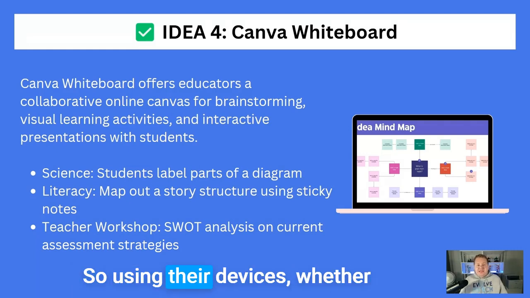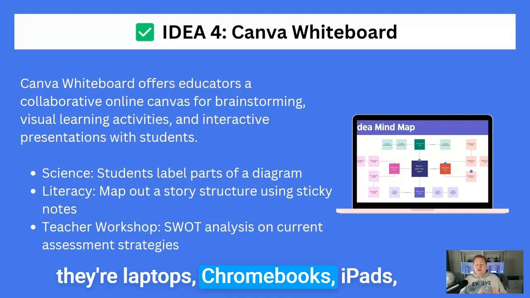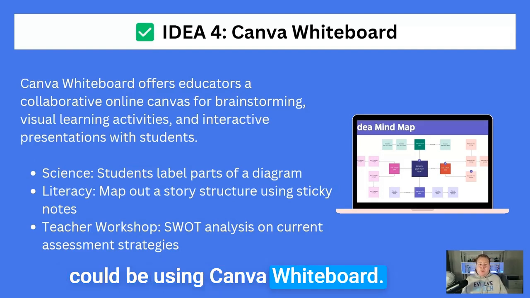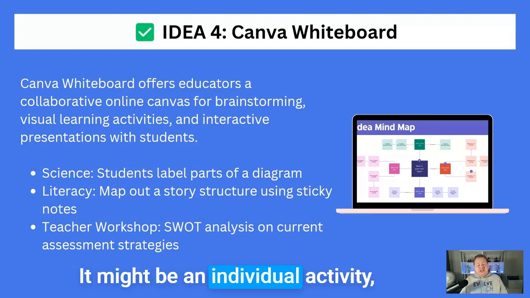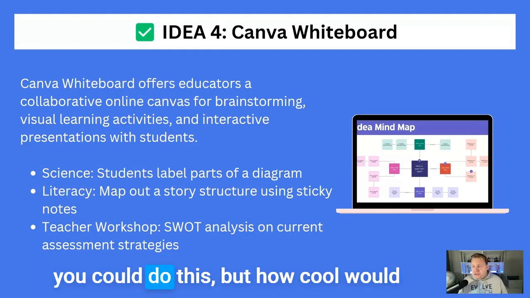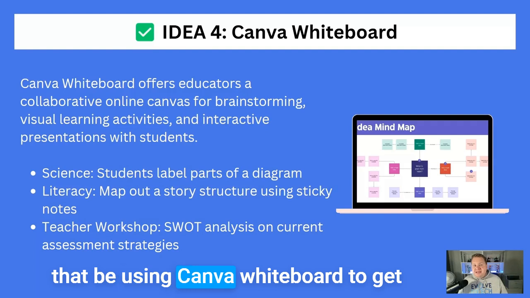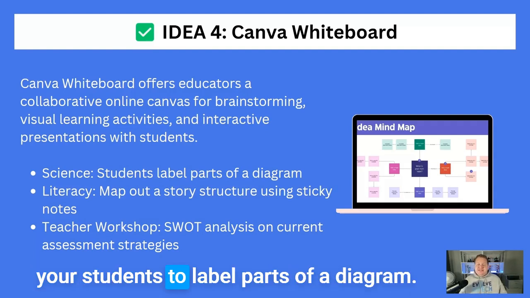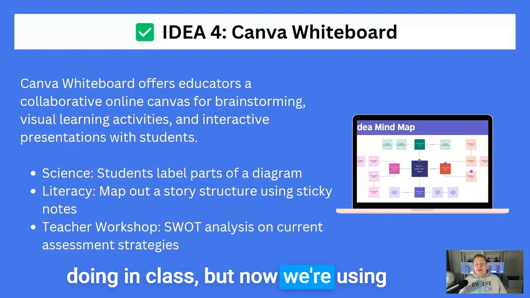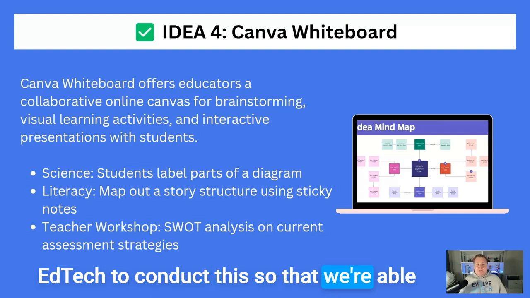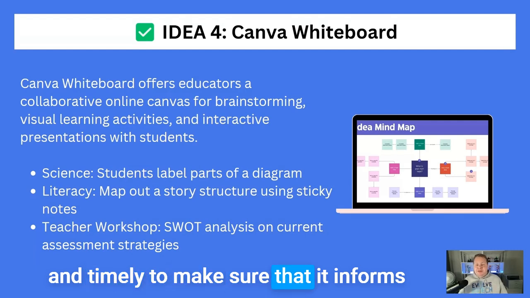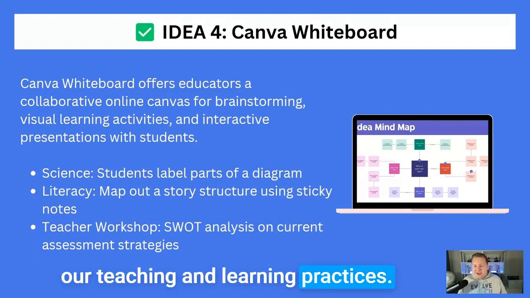So using their devices, whether they're laptops, Chromebooks, iPads, tablets, whatever they're using, they could be using Canva Whiteboard to do this. It might be an individual activity, it might be a group activity. There's a variety of different ways that you could do this. But how cool would that be? Using Canva Whiteboard to get your students to label parts of a diagram, something that you're already probably doing in class, but now we're using EdTech to conduct this so that we're able to use that information really quickly and timely to make sure that it informs our teaching and learning practices.